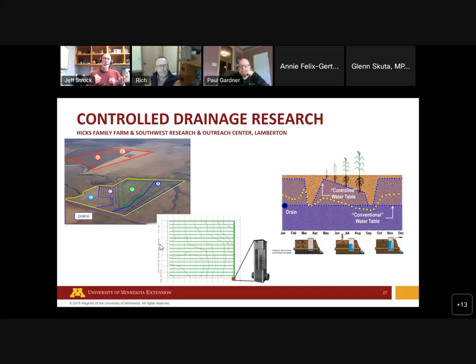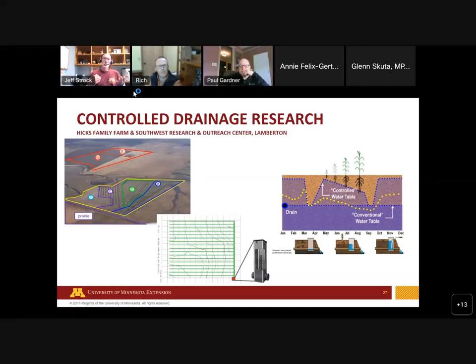This is a 100-acre field down there. The zone on the right side of this image is the conventionally drained zone. The side on the left is the controlled drainage zone that we had at the Brian Hicks farm between 2006 and 2017. When we look at the overall nitrogen loads, comparing the controlled drainage to the free drainage, and when we look at the volume of flow, the free drainage had a lot more volume of flow coming out.